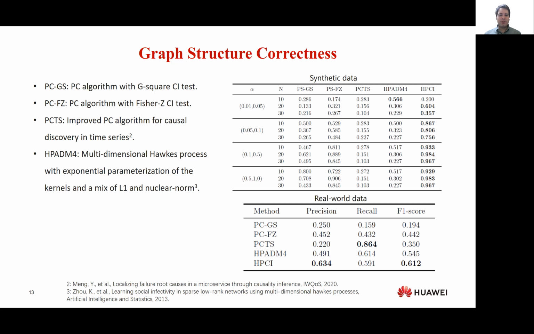If we look at the real-world dataset instead, we can see that our HPCI algorithm outperformed the baselines in precision and the F1 score, while PCTS obtains the best recall. However, PCTS also has significantly lower precision, indicating that more false positive edges are found. And HPCI instead obtains a good balance between precision and recall in this case.